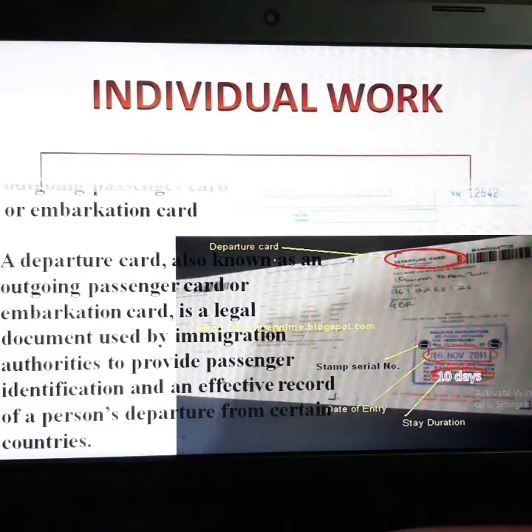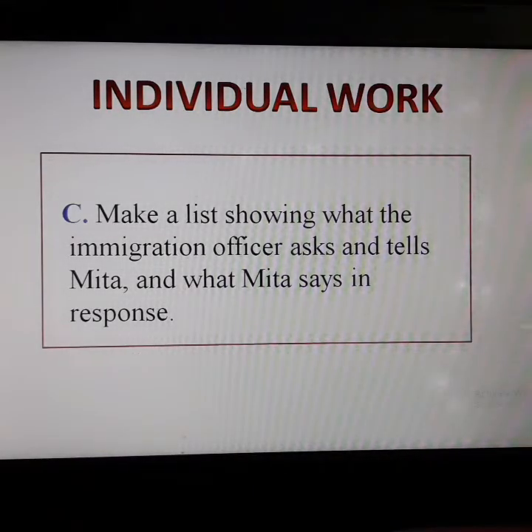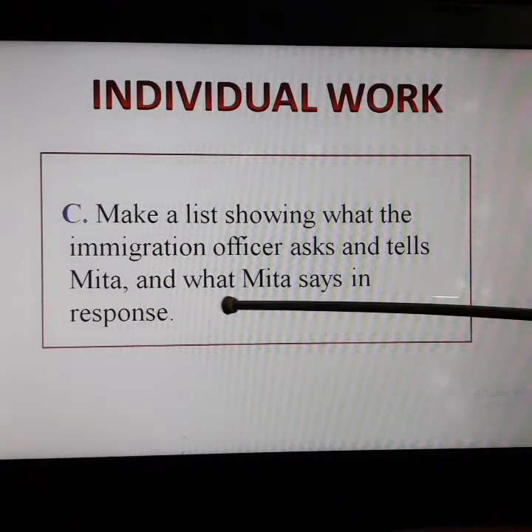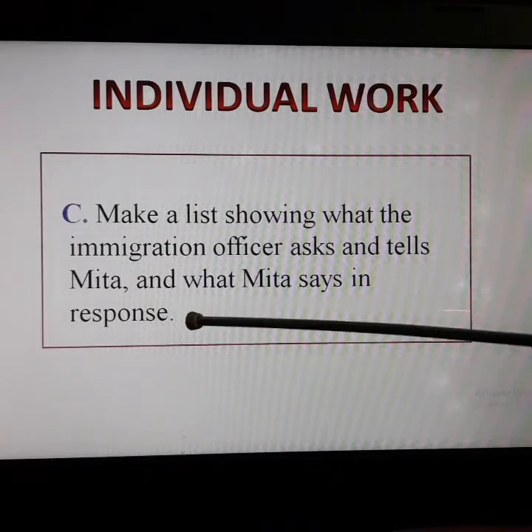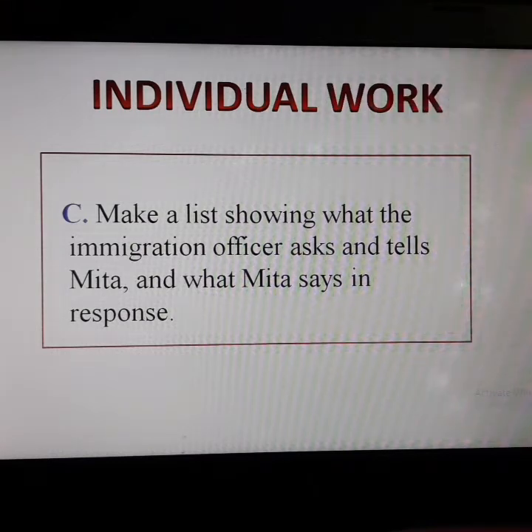Dear students, what have you learnt from the lesson? You have to make a list showing what the immigration officer asks and tells Mita and what Mita says in response. So you have to do an individual work.